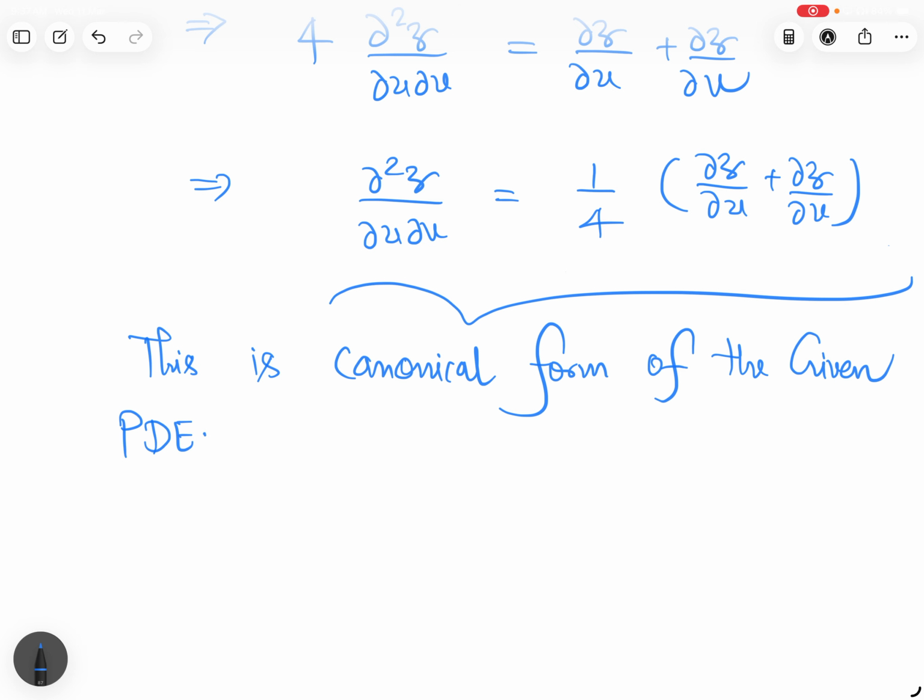Any doubt in this you can ask me. It is a little bit of a lengthy process, but it is easy. You have to calculate whatever R, S, T are given, put these values, and you will get the answer. Now we are going to do the next example.